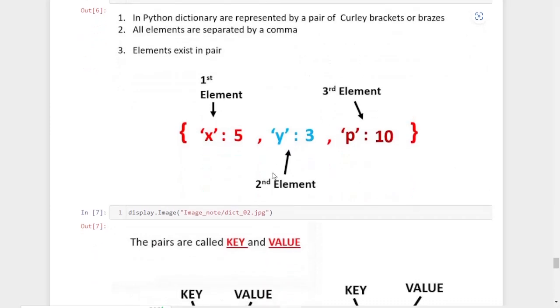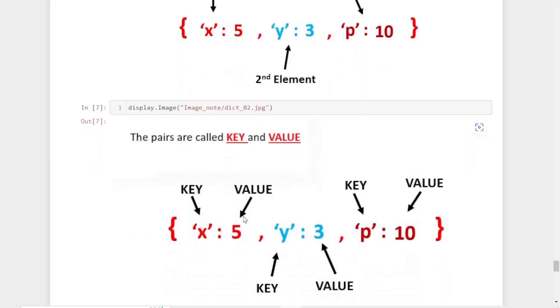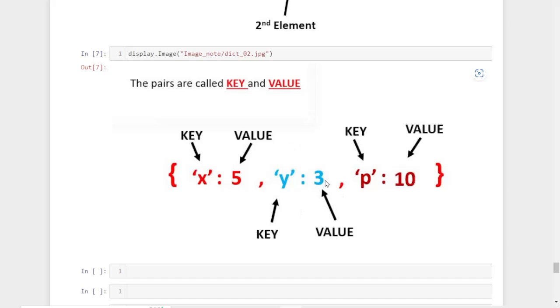And second is that these pairs are called key and value. So the X is called a key, and the 5 after the colon is called a value. X is the key of the first element, and 5 is the value of the first element. Coming to the second element, Y is the key and 3 is the value. Now the third element, P is the key and 10 is the value. So this is the uniqueness of dictionary.